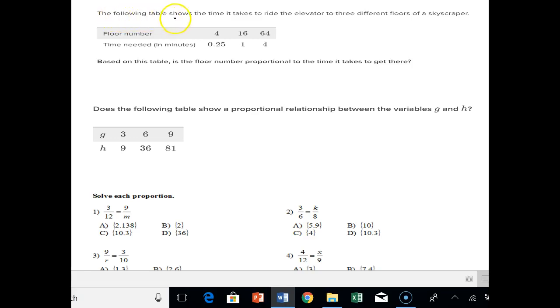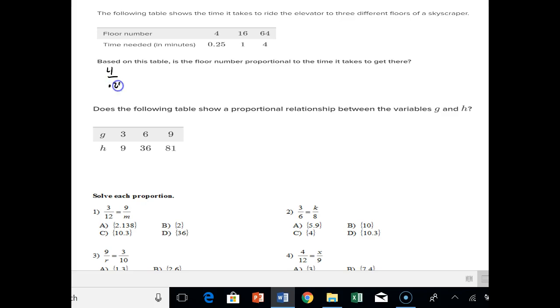So here's this problem. The following table shows the time it takes to ride the elevator to 3 different floors in a skyscraper. So we got the floor number and the time it takes, right? Based on this table, is the floor number proportional to the time it takes to get there? So we want, do these ratios end up being the same?